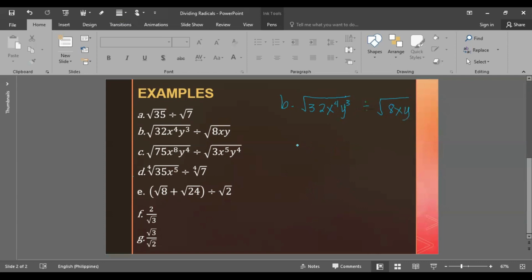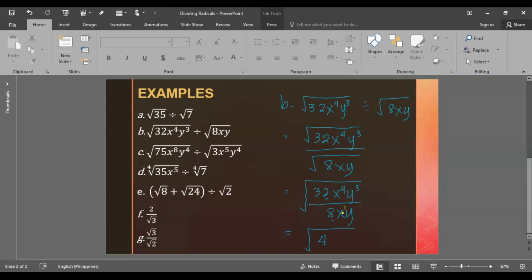Let's try letter B. It can also be written in this form. And since they have the same index, pag-isahin na lang natin sila. So we have this. Now, let's try to simplify first the radicand. Simply divide these two numbers. 32 divided by 8, it's 4. Next, x raised to 4 divided by x. Since the exponent here is not visible, it is understood to be 1.